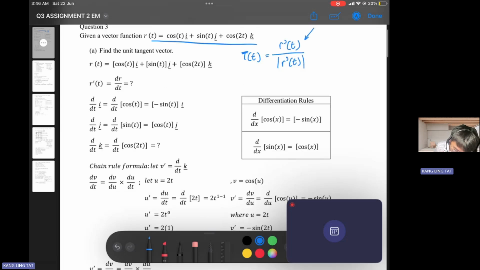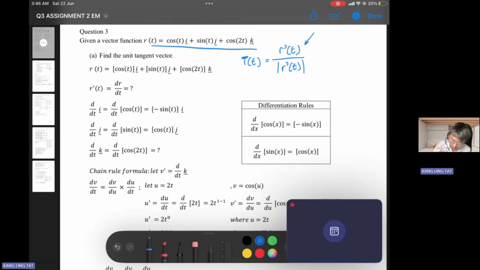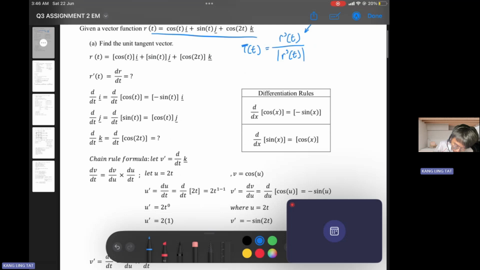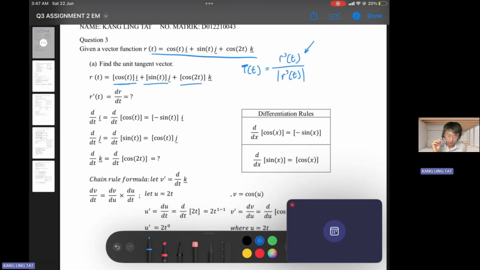All right, so for me, I'm going to separate it into 3 parts because we have the coefficients. Basically, the coefficients in this vector function are: at i, cos t; at j, sin t; and at k, cos 2t. So we need to differentiate each of these coefficients one by one. One will be cos t, another will be sin t, another will be cos 2t.